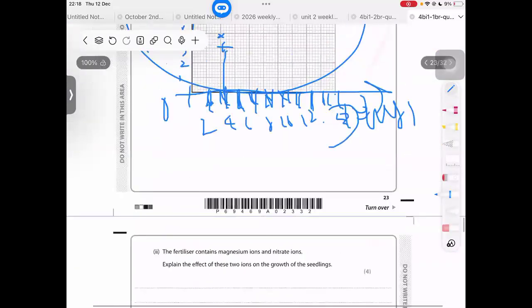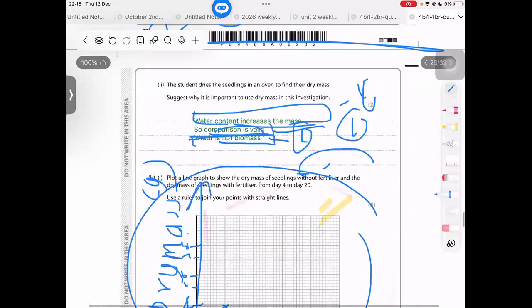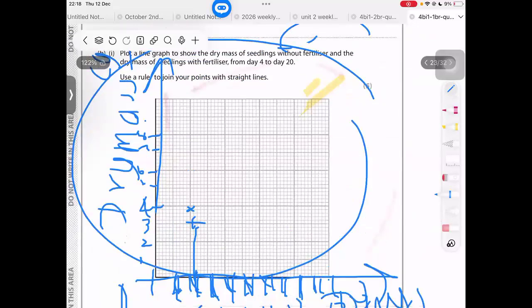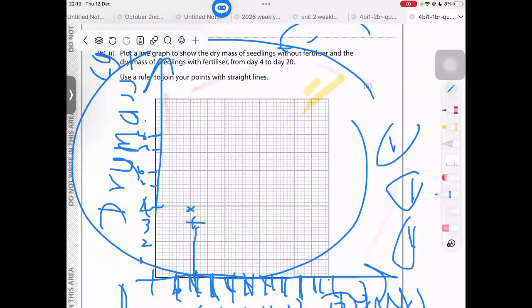So altogether you get the 5 marks like this. I must mention that. For drawing the axis correctly, you get 1 mark. And for occupying more than half of the space, you get 1 mark. So 2 marks for that. And also for using ruled straight lines and for joining the points, you get another mark. So altogether, you get 4 marks for that.